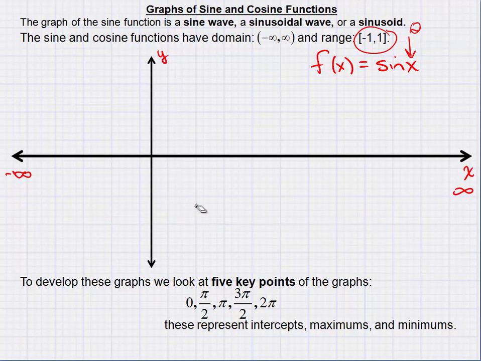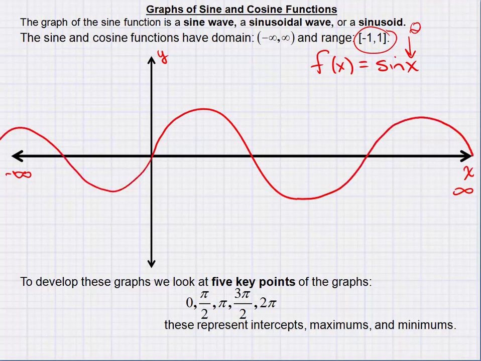Alright, so let's erase this, and let me show you what the graph of sine looks like. The graph of the sine function looks like this. It essentially has this wave pattern over and over and over again, infinitely in either direction. This wave pattern is what we call the sine wave, or a sinusoidal wave, or simply just a sinusoid.